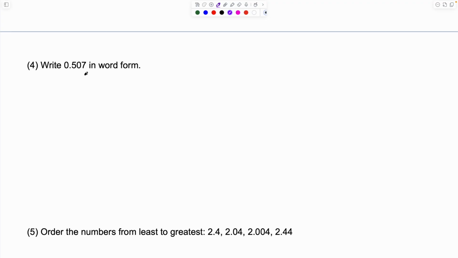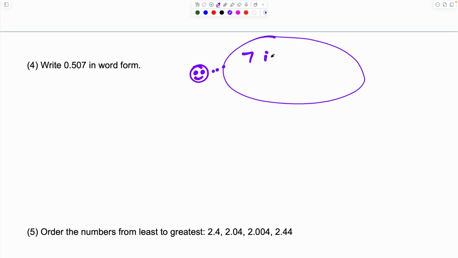Question 4, write 0.507 in word form. For this one, what I think about is the place value in this number here. The first thing that jumps out at me is that we have a 7 in the thousandth place.